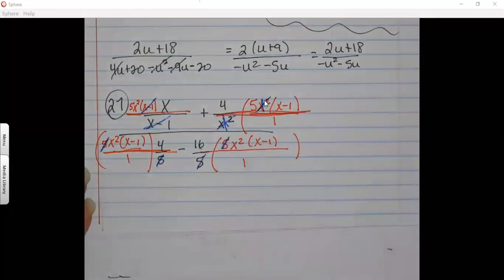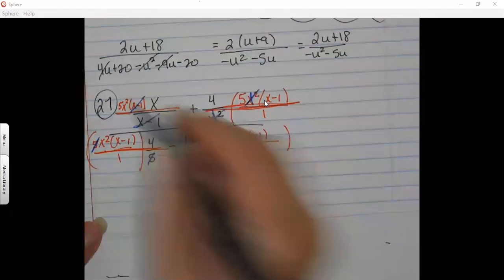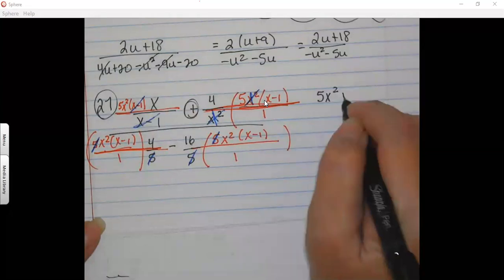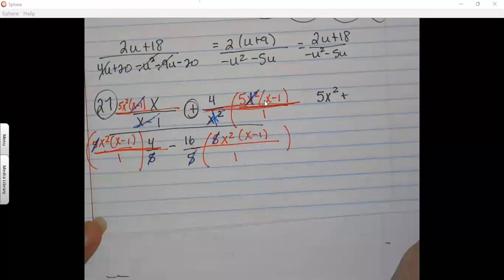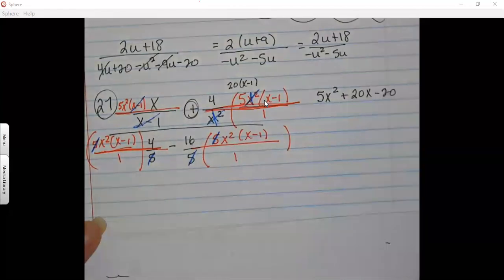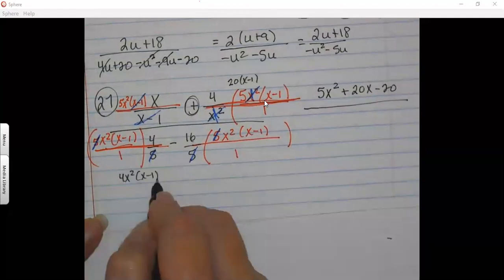Okay, so top left, 5x squared times x would be 5x cubed. And then I'm adding the next fraction, so plus. Top right, I have a 4 times 5 times x minus 1. So won't that be 20 times x minus 1? To save room, I'm just going to distribute that. So that's 20x minus 20. All over. Bottom left, x squared times x minus 1 times 4. Isn't that the same thing as 4x squared times x minus 1? So I'm going to do that before I bring it over. So that would be 4x cubed minus 4x squared.